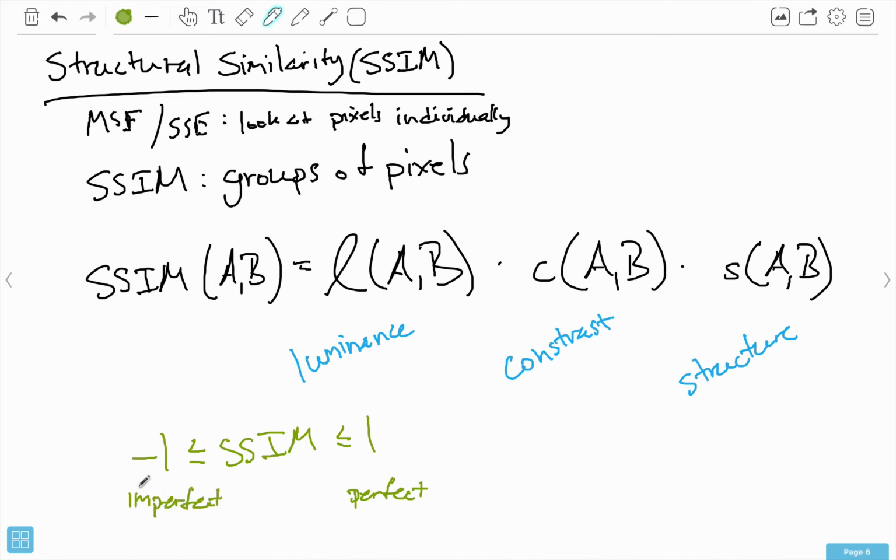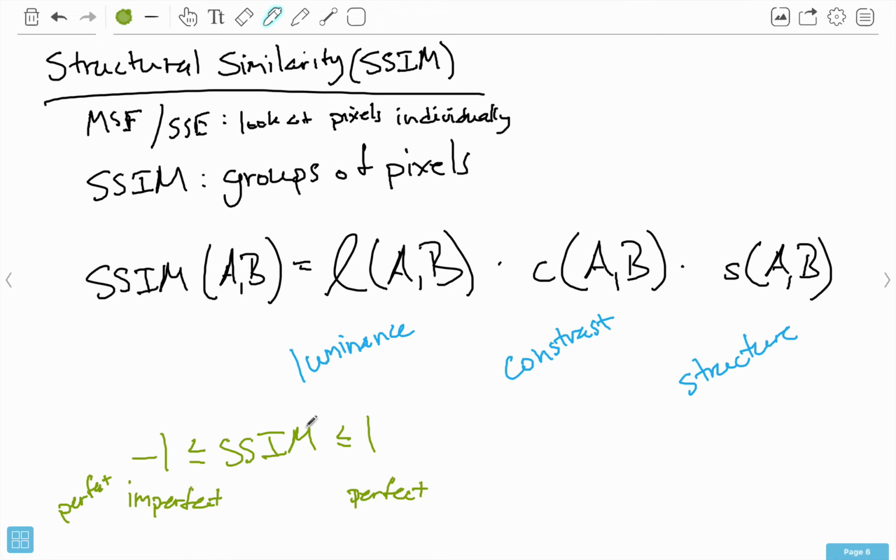or I should say it is perfectly imperfect, and that just has to do with the way that the stats work out, but we usually don't consider this realm here. We're usually more concerned about this realm. So the closer that the result of structural similarity, and it returns a number, just like mean squared error and sum squared error, is to 1, the closer two images are to being related. Or I should say, the closer the two images are to being exactly the same.